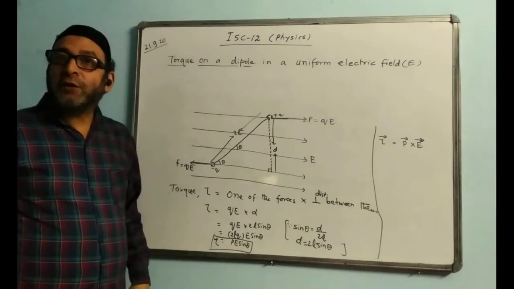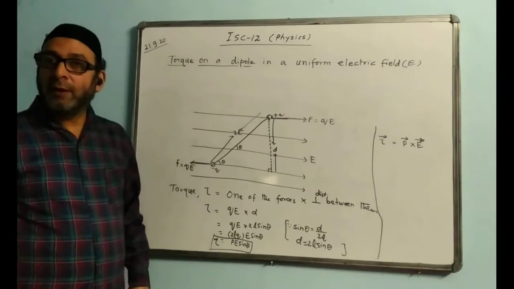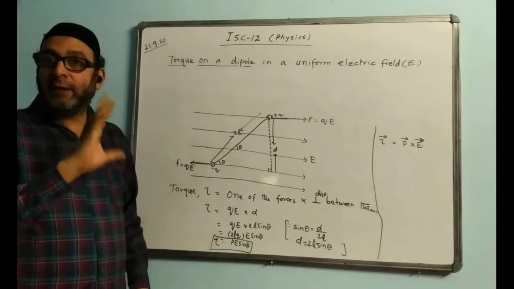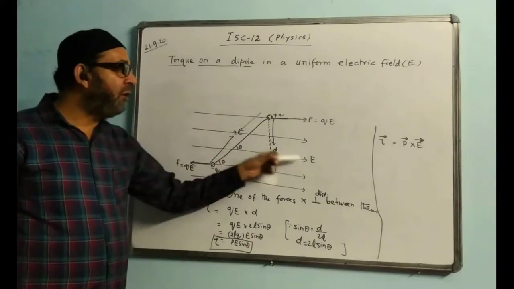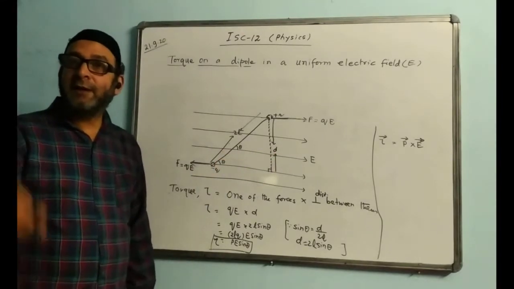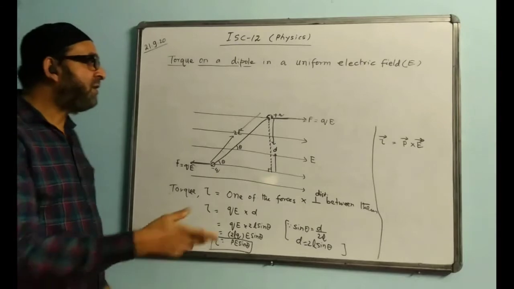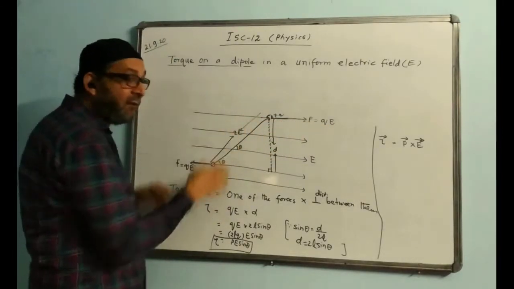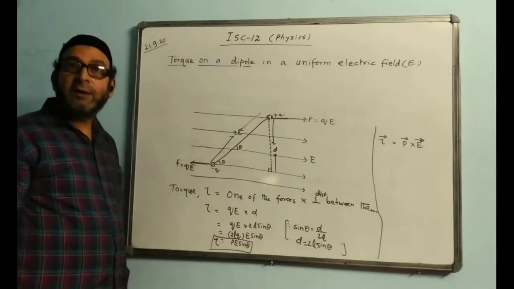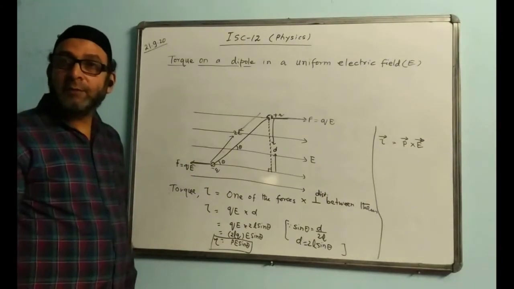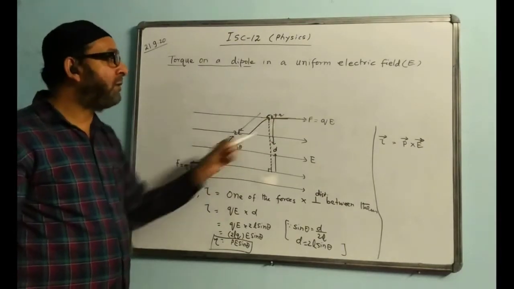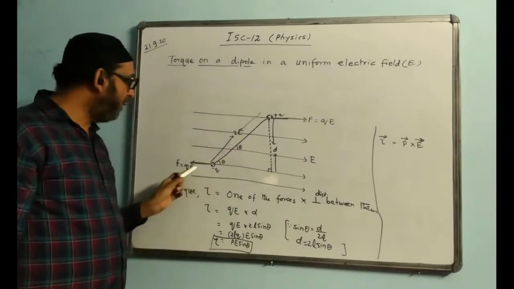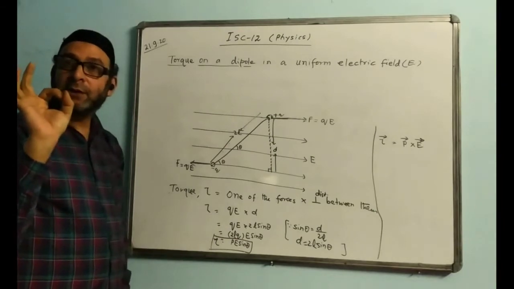What is the force acting on a dipole in a uniform electric field? A dipole is opposite charges of equal value. In a uniform electric field, the answer is 0. You can see one force is like this, one force is like this. The two forces are vectors, and for vector quantities you find the resultant. They are in opposite directions. What is the resultant? QE minus QE. The answer will come 0.